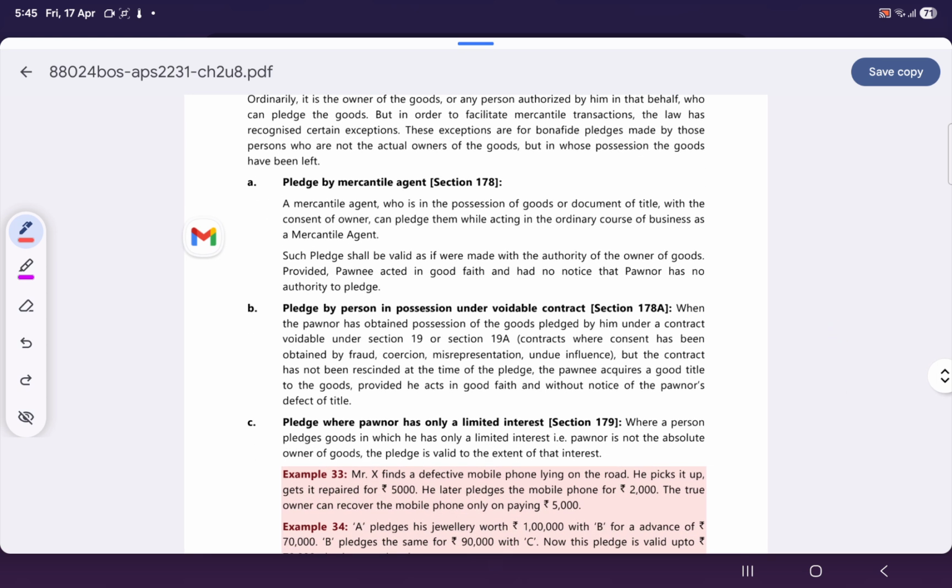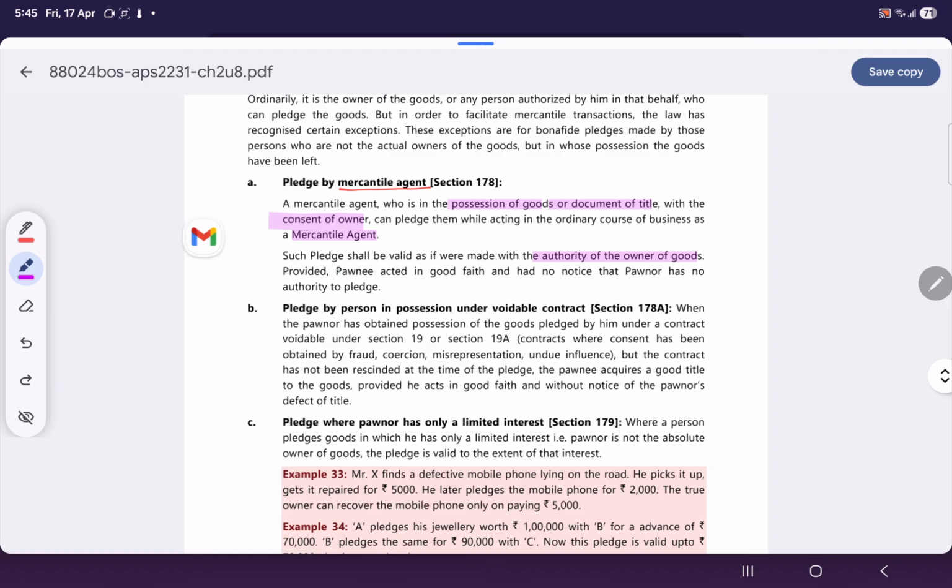Okay. Now pledge by mercantile agent. A mercantile agent who is in possession of the goods or document of title with the consent of the owner can pledge them while acting in the ordinary course of business as a mercantile agent. So in the ordinary course of his business, he can pledge the goods, and such pledge is valid as if they were made with the authority of the owner of the goods.